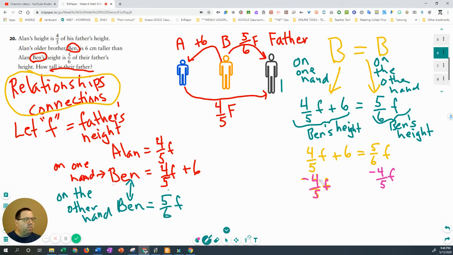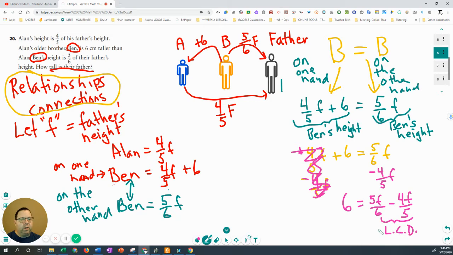4/5 F minus 4/5 F. So this is positive, this is a negative, they just cancel each other out. And we're left with 6 is equal to, okay, now I'm going to change the style of writing, 5F over 6 minus 4F over 5. And yes, we do have a little issue to contend with here. We need the lowest common denominator.